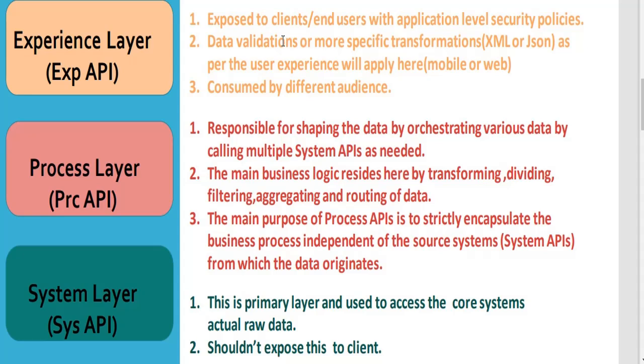They will consume your API, and internally this experience API will invoke the process API and system API. So it will get data from the system API, it will do the transformations, and all the transformed final output will be sent to the experience API. So you will provide this API to your end users. Your end user will invoke this experience API and they will get the data out of it. But internally it will invoke these two APIs. Okay, so don't get confused. We will see one example so that you will get more clarity about it.